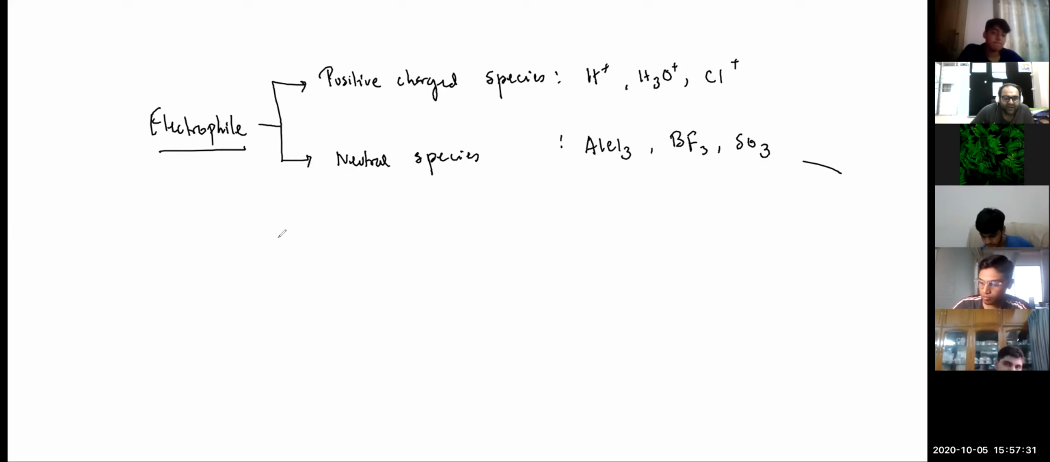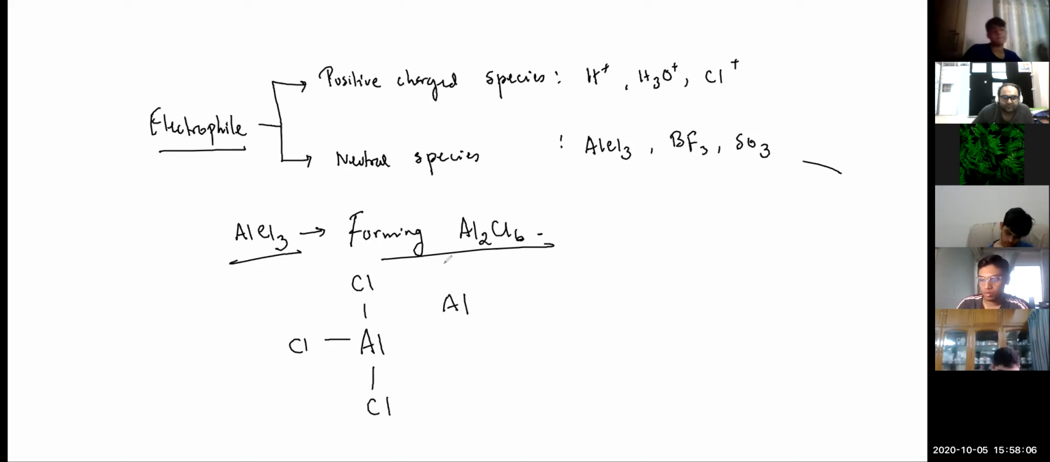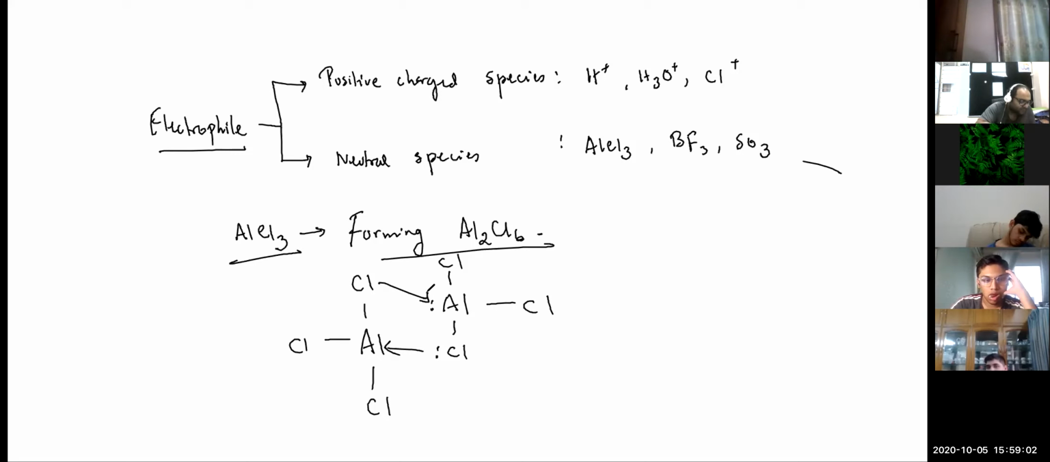Okay, so who can tell me where AlCl3 is acting as an electrophile? Al2Cl6 is formed. Very good. Do you understand why aluminum chloride is acting as an electrophile? Because it can accept a pair of electrons.